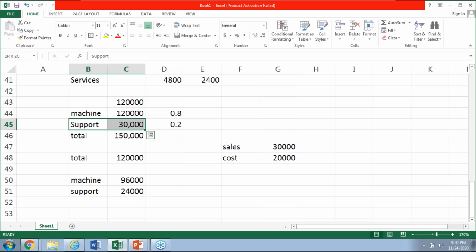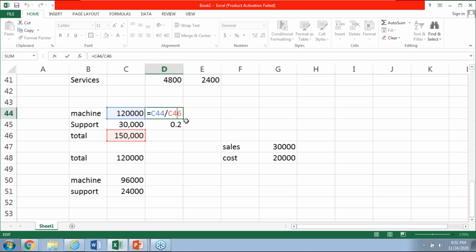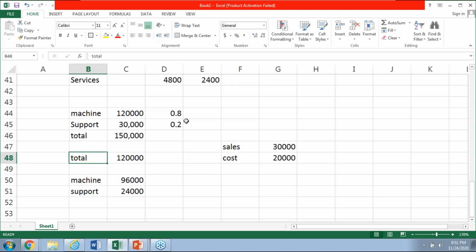So the standalone support price is 30,000. The standalone value of the machine is 1,20,000. So the total figure will be 1,50,000. When we divide 120,000 by the total price of 150,000, we get 80%. So in the total bundle, the value of the machine is 80% and the value of the support is 20%. So now we are allocating this price of 1,20,000 into the value of machine and support. 80% will be allocated to the machine and 20% to the services.